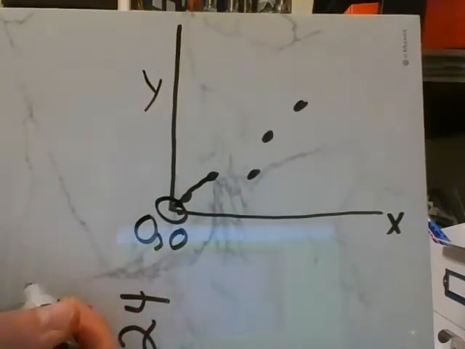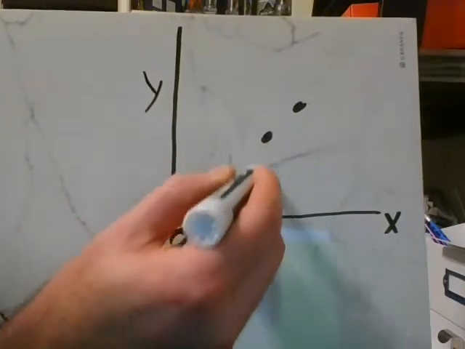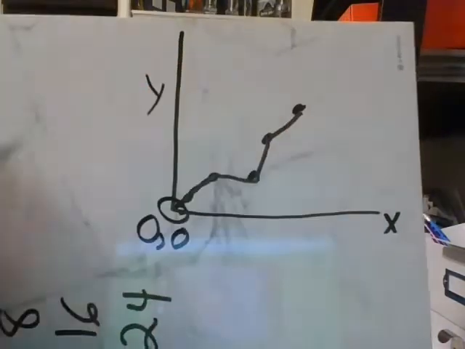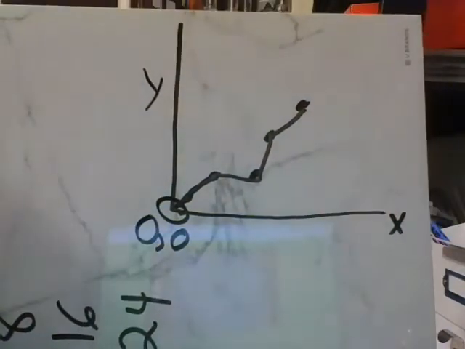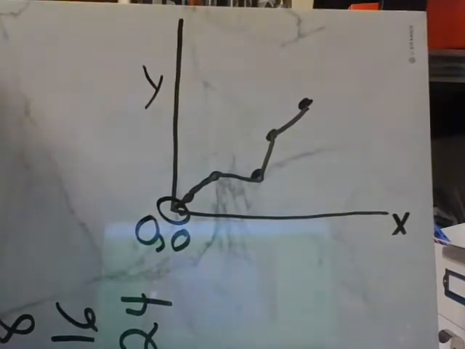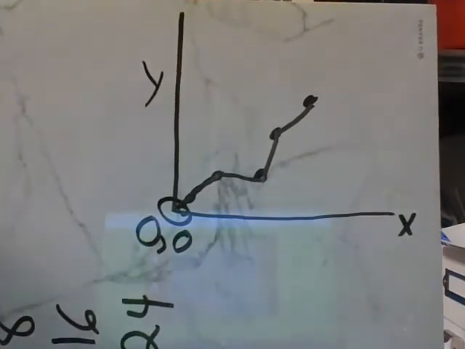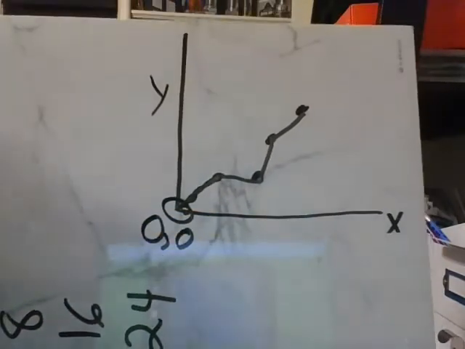But look what happens. It goes from here to here to here, and then it goes over here, and then up, and then back out. So this is not proportional because it doesn't follow a straight line. When it doesn't follow a straight line, or if the line is not straight, that means it does not have a constant.